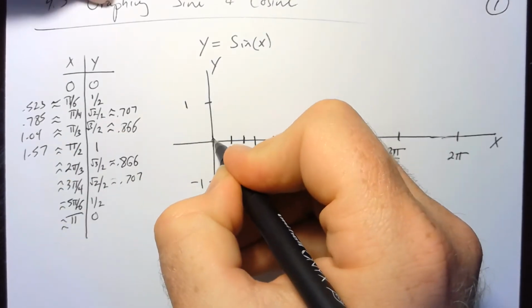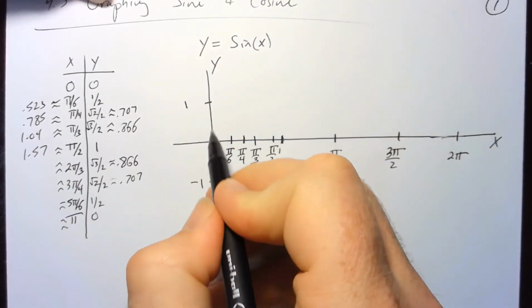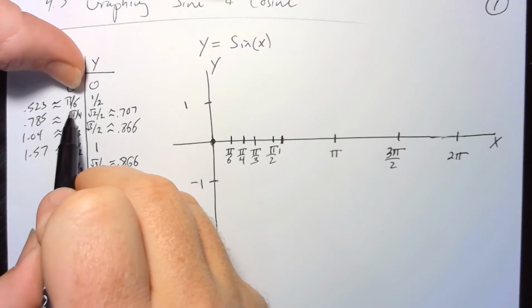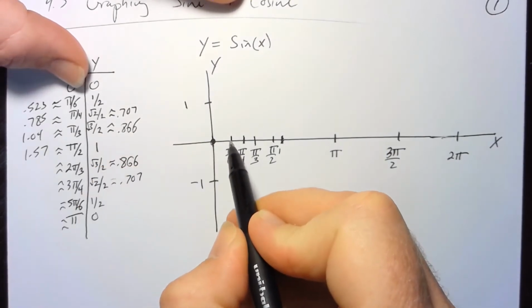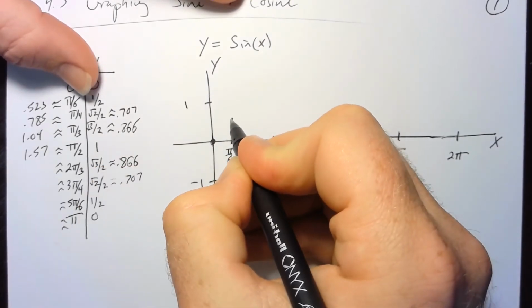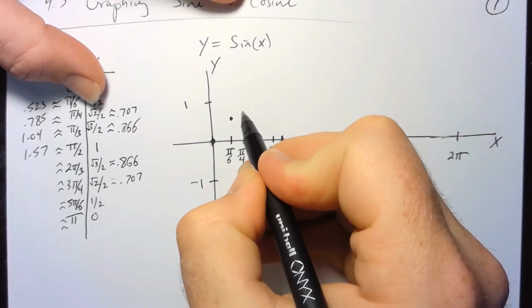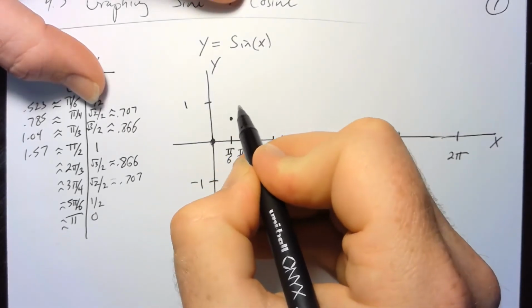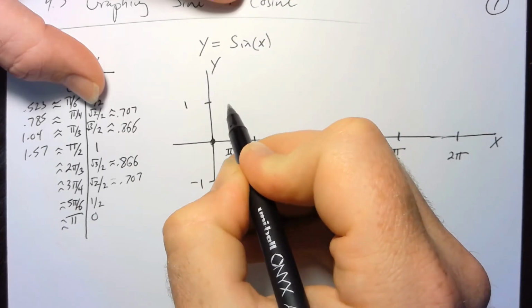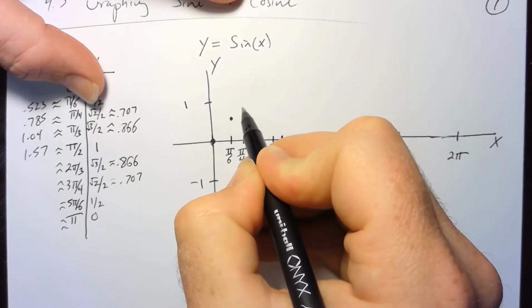I have 0, 0 as 1 point. Again, the x value of 0, the y value of 0. Then at the x value of pi over 6, I'm going to have a y value of 1/2. So about halfway up, I should be able to plot a point. The next one is 0.707. So that's a little bit higher, almost halfway, but not quite halfway between this point and that dash. So maybe right about there.